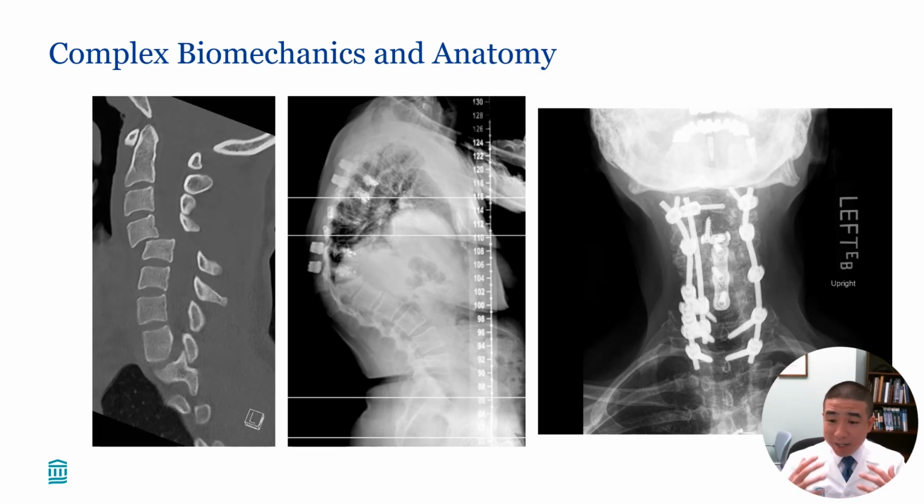Moreover, the spine is just fascinating, right? It's a very complex organ. It deals with complex biomechanics and anatomy. And so you could be dealing with anything from a fracture dislocation to a deformity to even revising prior instrumentation. And so all of these can be relatively complicated problems to solve and really keeps you on your toes as a spine surgeon.